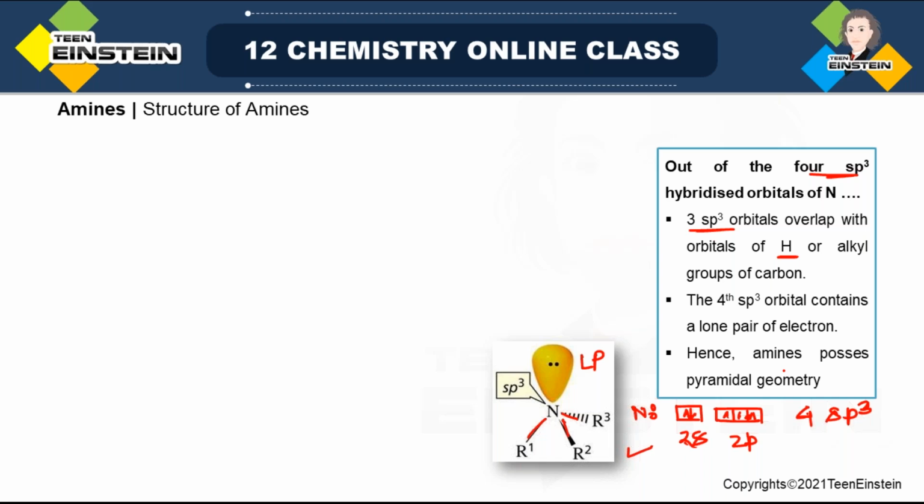So if you consider the actual hybridization, what is the geometry from hybridization? It is tetrahedral. But as in one of the positions there is presence of a lone pair, ultimately the shape will be pyramidal. Pyramidal means only focus on this part. We are just omitting the lone pair. So if you omit the lone pair, then it will have this type of pyramidal shape.